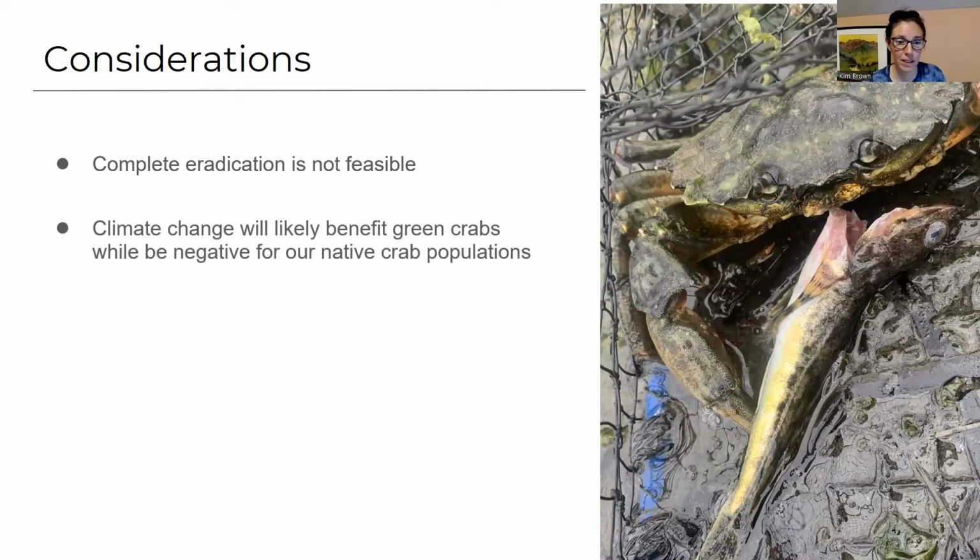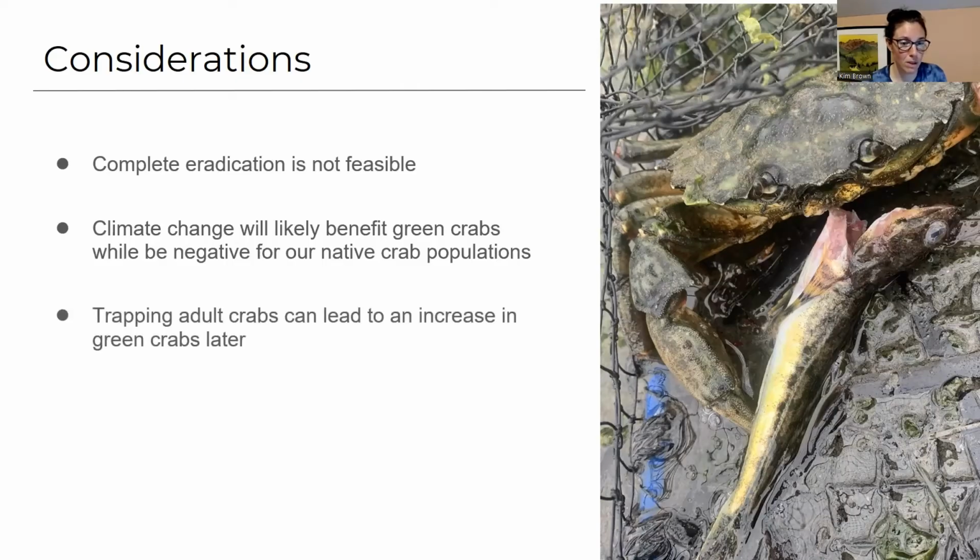Climate change will very likely benefit green crabs while being negative for our native crab populations. So green crabs are very tolerant of warm water, different salinities, different habitats. I didn't mention, but green crabs have been shown to actually be able to absorb nutrients through their gills, which is not something that crabs can normally do. So they can go long bouts without actually needing to ingest anything, as they're just absorbing nutrients from the water. So yeah, they are incredibly resilient.